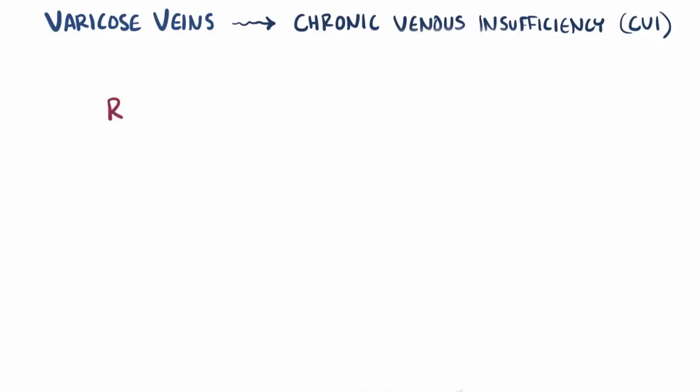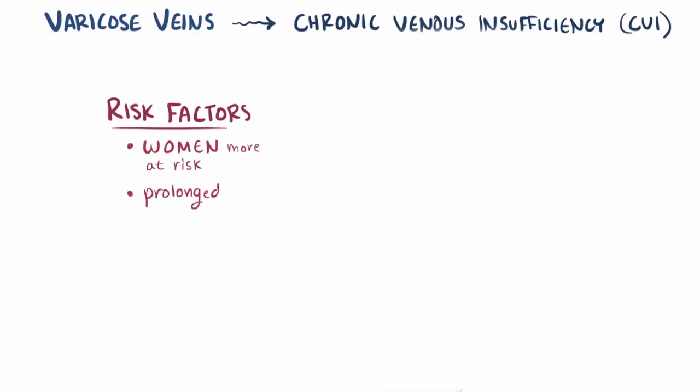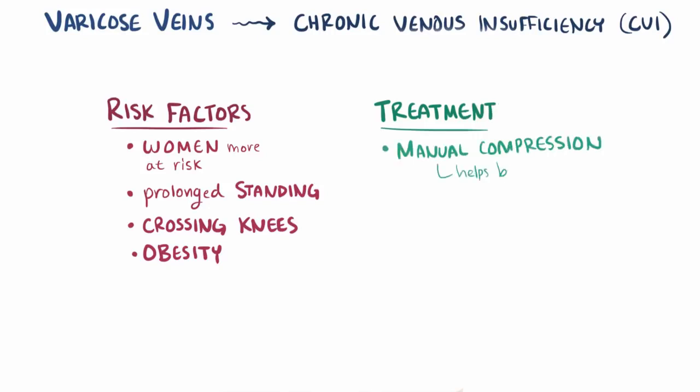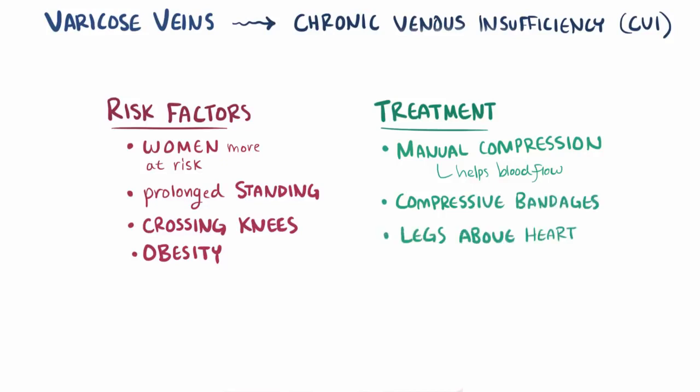Although there are probably a lot of factors that play into the development of varicose veins in the legs and resulting CVI, women tend to be more at risk than men. People that stand or cross their knees for long periods of time are also at risk, as well as those who are obese. Treatment options for varicose veins and CVI might involve manual compression to help increase blood flow, as well as compressive bandages and stockings, and frequent periods of elevating the legs above the heart.